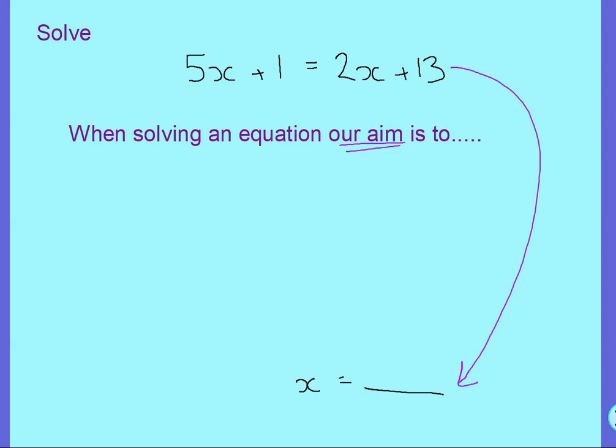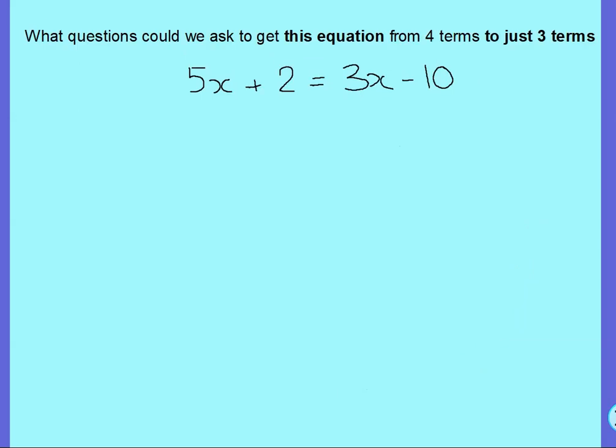We're going to come back to this question in just a second, but we're going to look at a slightly different one first of all. So what we want to do is, we say we have four terms here. What I mean by that is, as soon as we have a plus or a minus, we create terms. So here's the first term, 5x. The 2 is the second term. The 3x is the third term. And the minus 10 is the fourth term. So we currently have four terms.